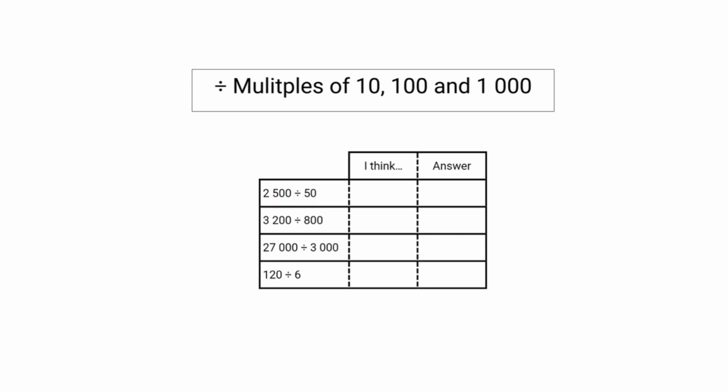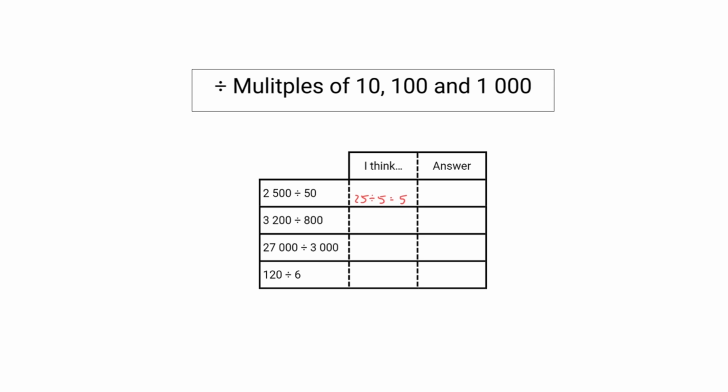For both of these situations, there's two steps when we work out the answer. The first step is to ignore all the zeros and divide the numbers as if there were no zeros attached to them. So if we look at this first one, 2,500 divided by 50, in our minds, we take off all the zeros and we work out 25 divided by 5. And we know that that is equal to 5.